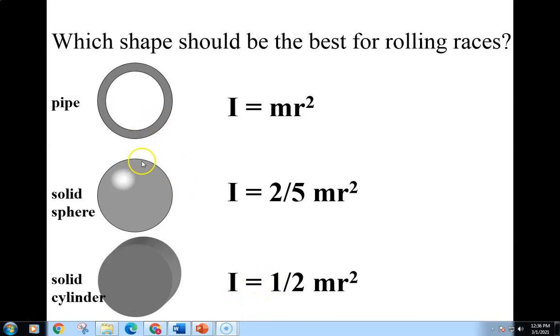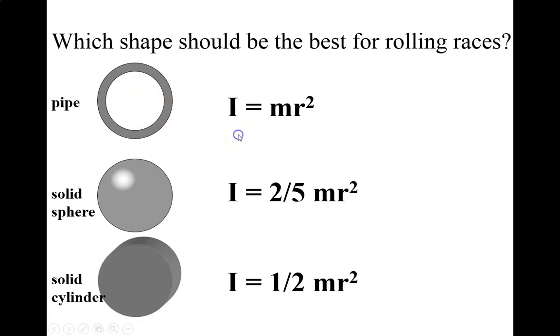So if we were to roll all three of these down a hill, the order they would come in is: the solid sphere, the golf ball, would beat the C battery, which would beat the pipe, and the pipe would come in last. Okay. All right.